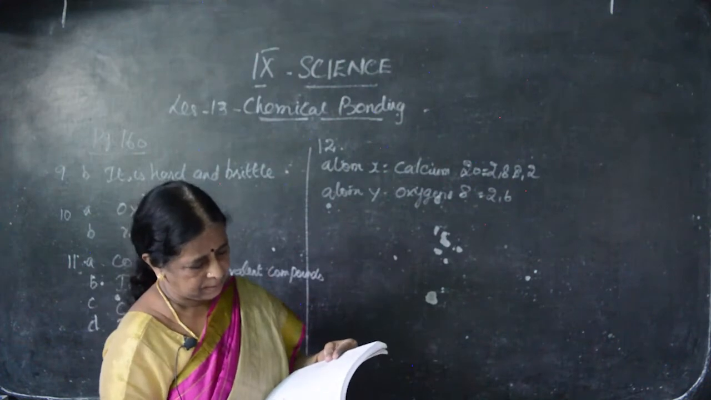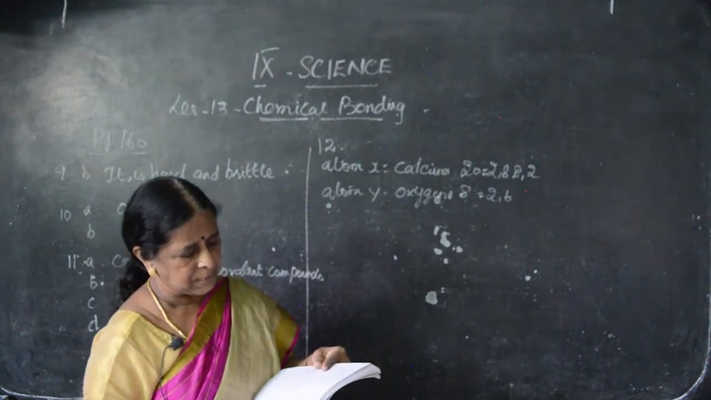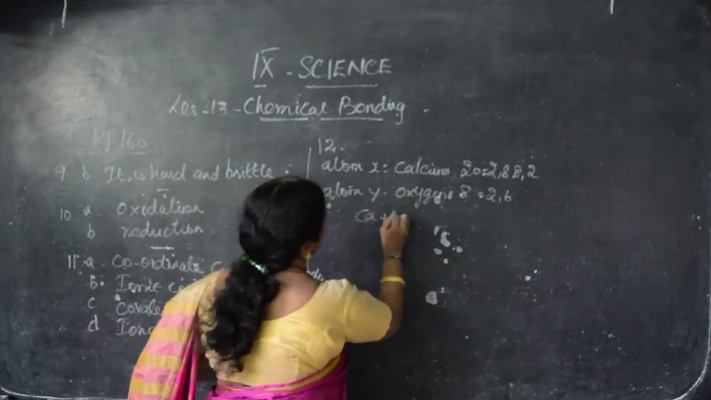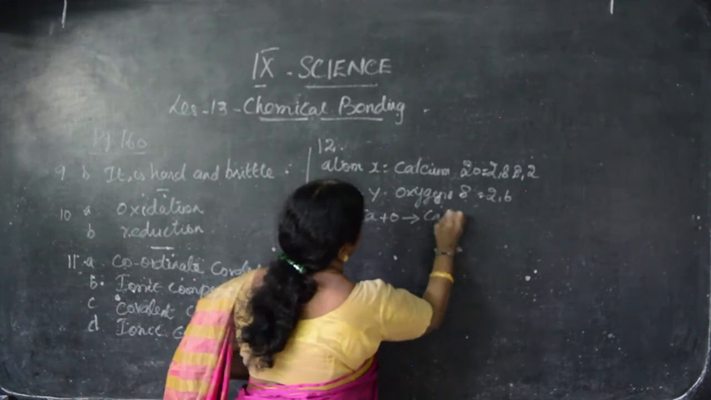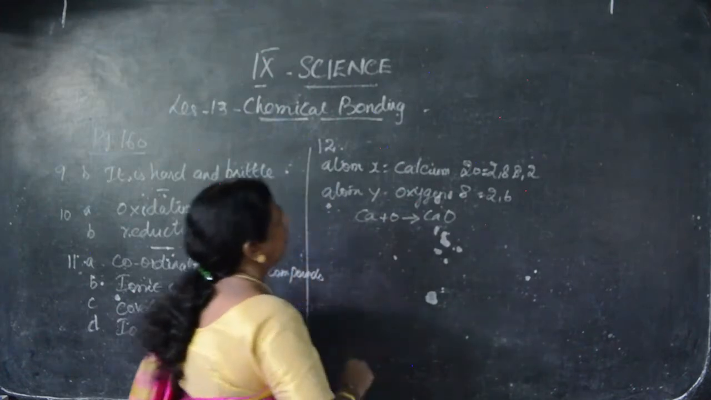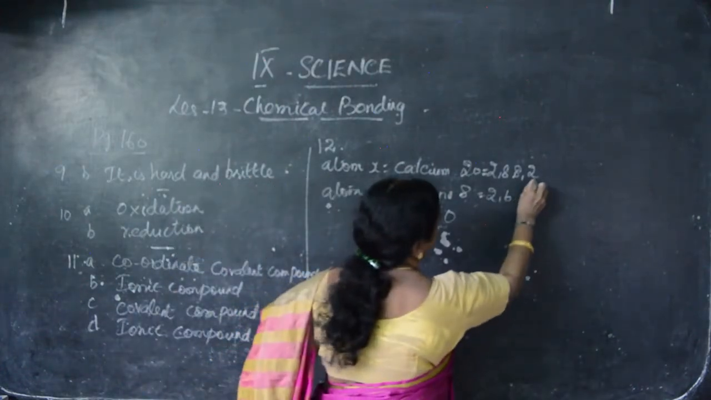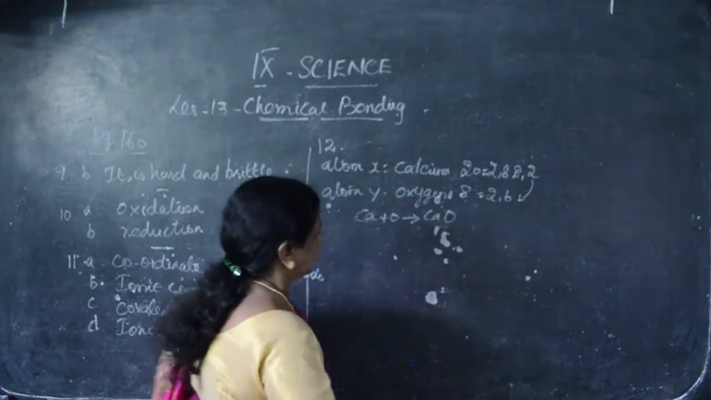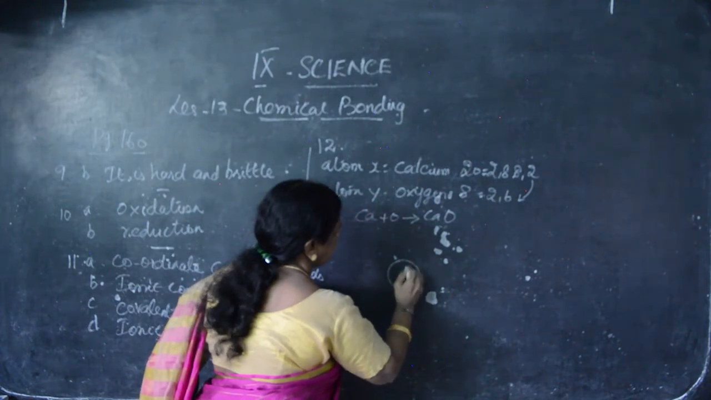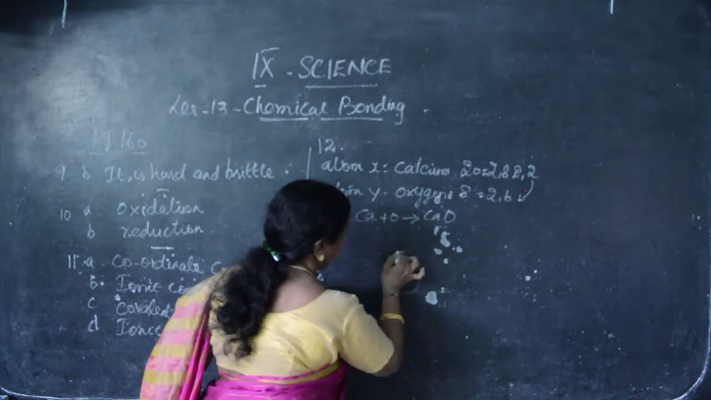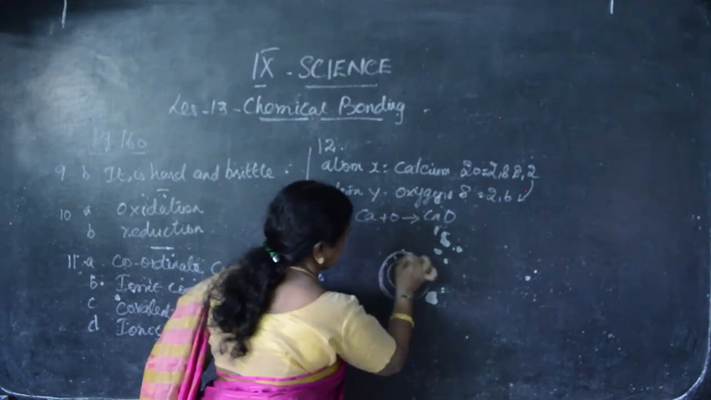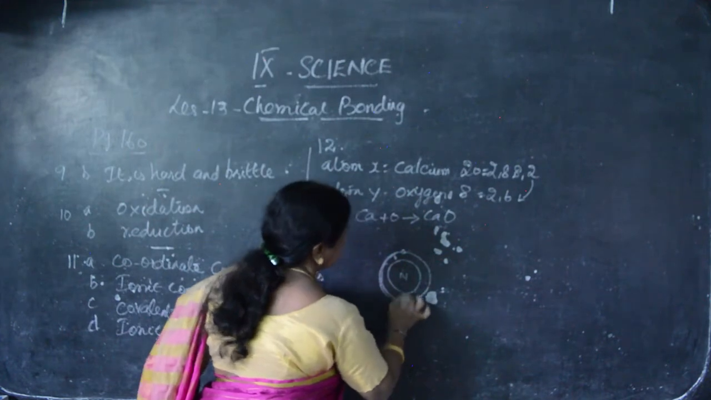The question is, draw the dot structure for the formation of molecule X and Y. X and Y, calcium plus oxygen gives calcium oxide. Okay, first we have to draw calcium. Here, oxygen, calcium gives 2 electrons to oxygen. First one, structure of calcium, nucleus, first orbit. But you have to use a compass to make a circle.